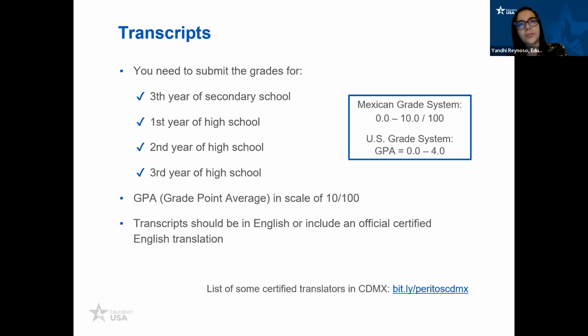I know that there might be some questions about what if I want to submit my application and I'm still in my senior year? My senior year is the last year of high school. You can do that, but you still need to submit everything that you have up to that point, okay? So if you only have your transcripts from tercero secundaria, primero secundaria, and segundo secundaria, or even that first semester of that year, you can do that.